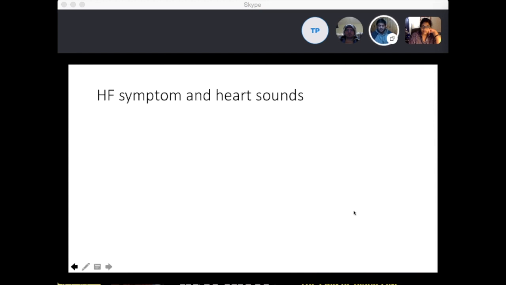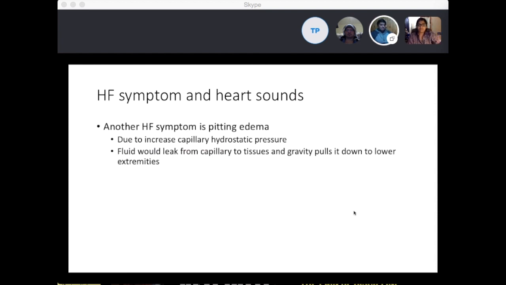And then we're going to talk about pitting edema real fast, and that's, as you all have mentioned throughout, due to the increased capillary hydrostatic pressure, and the fluid would leak from the capillary to the tissues, and then gravity essentially just takes it down to the lower extremities.